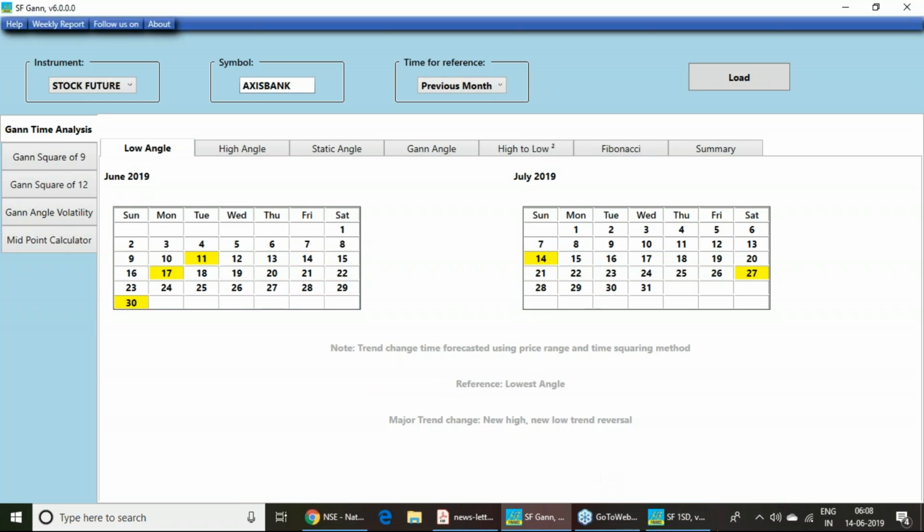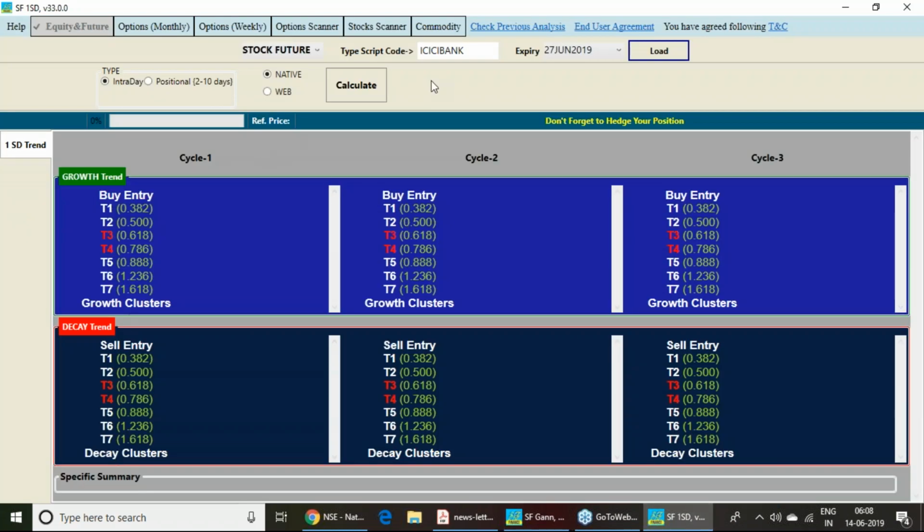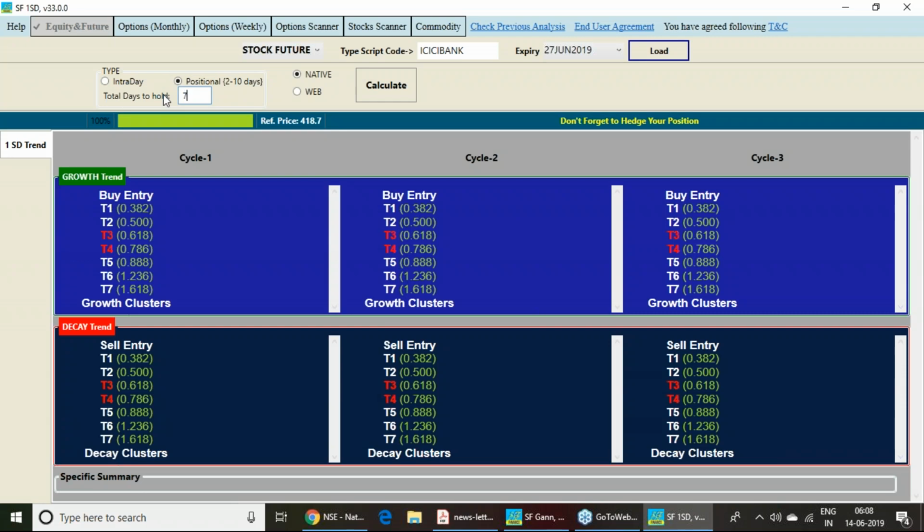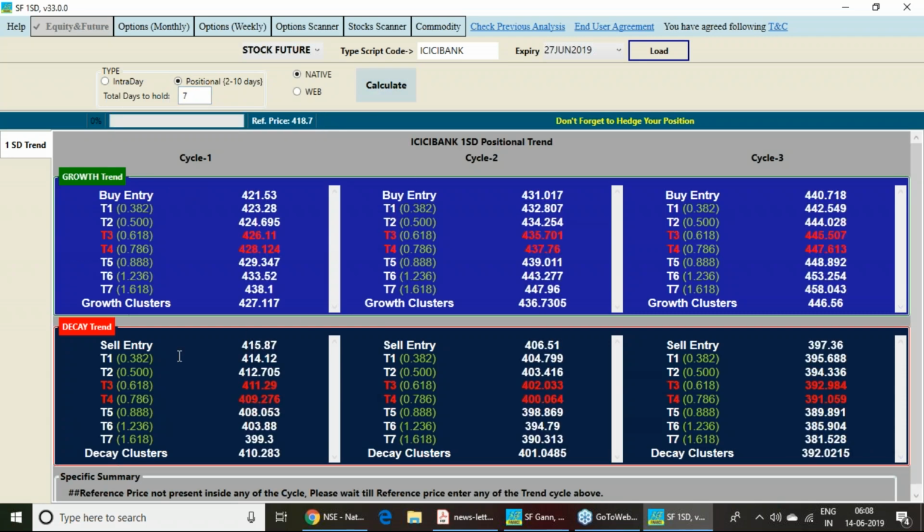This is the software we have, in which the Nifty levels are being created, for Nifty and Bank Nifty. In the same way, if I just want to create the weekly trend report for ICICI Bank, I'll go for the positional, and I'll hit the 7 days. So I'll calculate. So this is the weekly trend report for ICICI Bank.